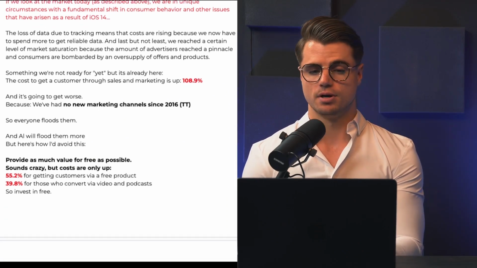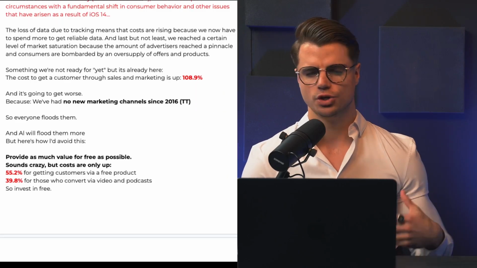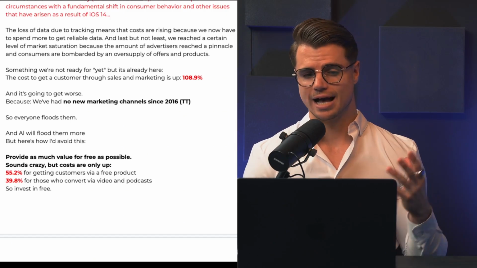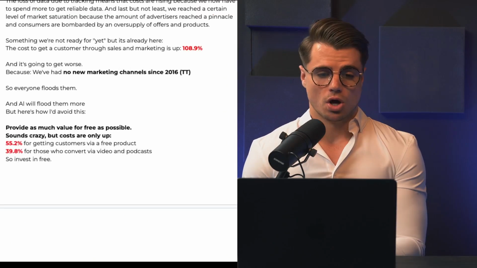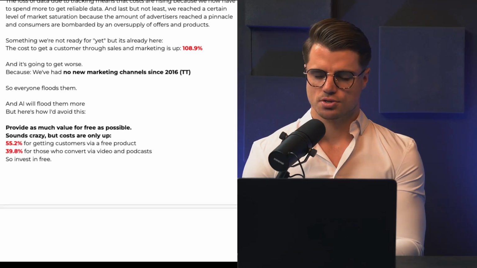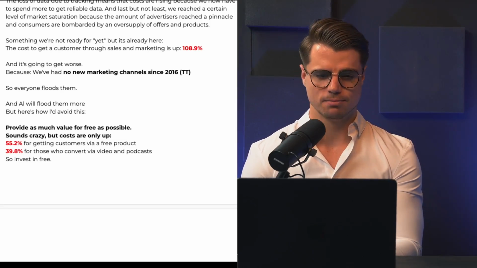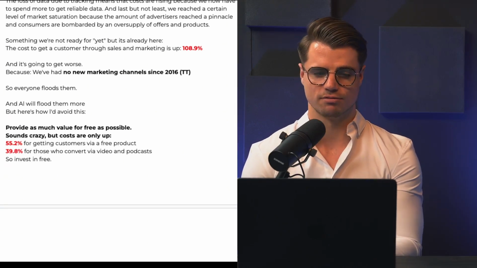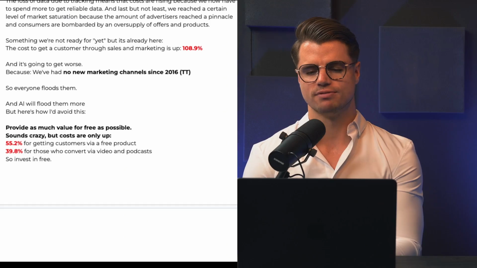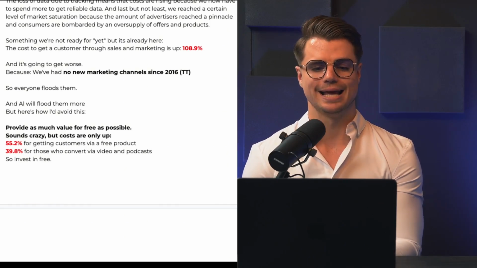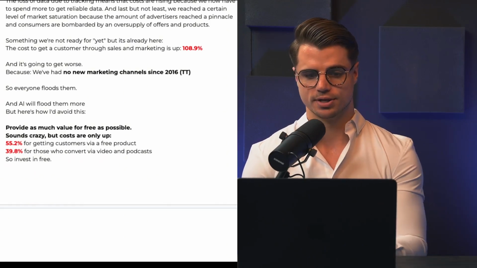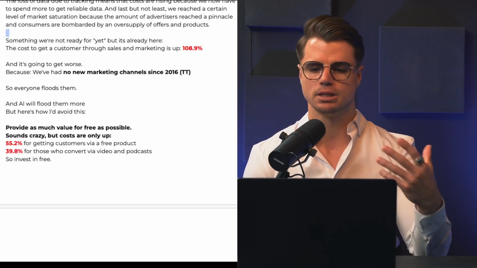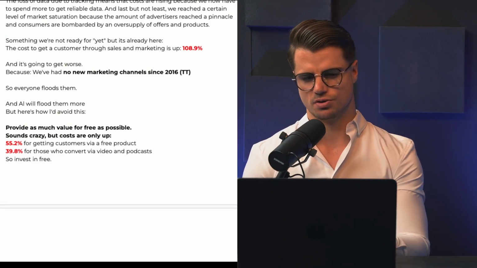Now, if we look at the market today, as described above, we are in unique circumstances with fundamental shifts in consumer behavior and other issues that have arisen as a result of iOS 14. The loss of data due to tracking means that costs are rising because we now have to spend more to get reliable data. And last but not least, we have reached a certain level of market saturation because the amount of advertisers reached a pinnacle, and the consumers were bombarded by an oversupply of offers and products, and they built what you call banner blindness, and got more resistant to certain types of advertising.